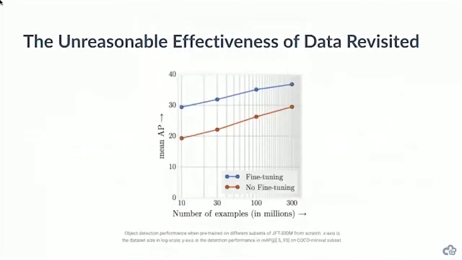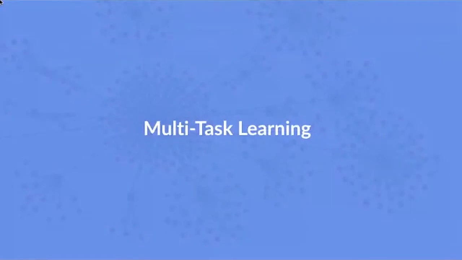And if you look at the unreasonable effectiveness of data revisited, you can see that they're comparing fine-tuning versus not fine-tuning. Here they got a new data set, but the question is, do they start with Imagenet and add these examples to it, or do they train it from scratch? And again, starting with Imagenet really helps. And so again, just trying to give you a survey.